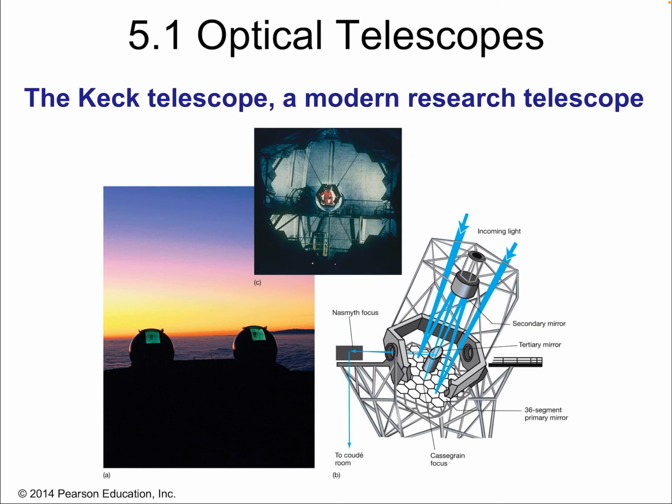The Keck telescope is a modern research telescope. It's a great example of that. We can see that it has incoming light. We have a very large mirror down here. This is the primary mirror. Then the light is reflected onto the secondary mirror, and then a tertiary mirror, and then finally the Nasmyth focus. So it was the fourth type.